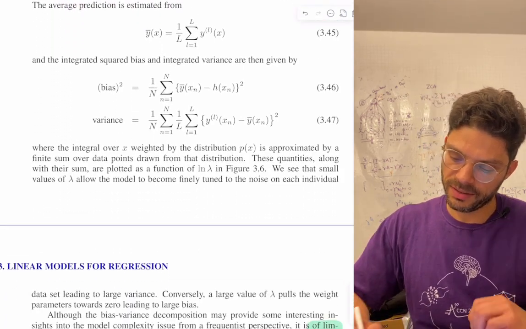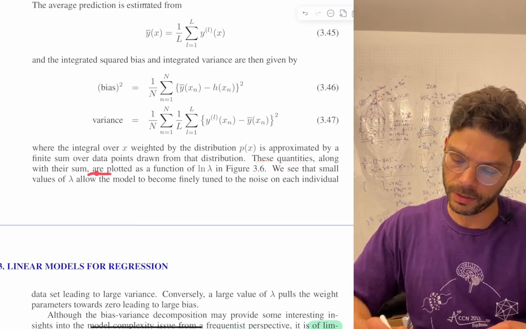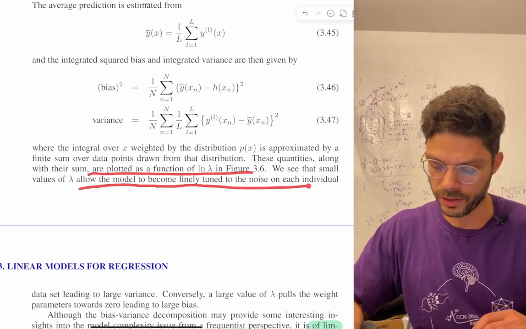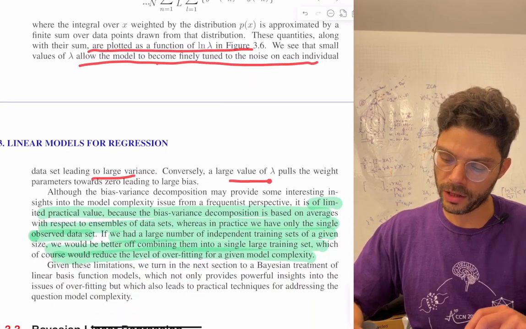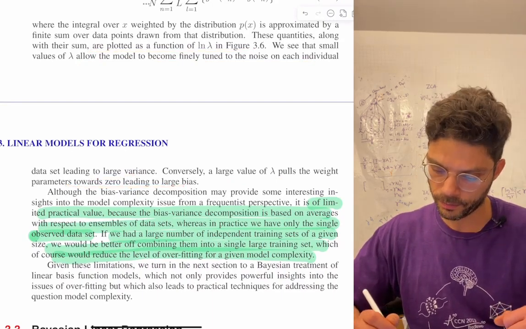Okay, so let's see what he says. These quantities, along with their sums of bias and variance, are plotted as a function of ln lambda. We see that small values of lambda allow the model to become finely tuned to the noise on each individual data set, leading to large variance. Conversely, a large value of lambda pulls the weight parameters towards 0, leading to large bias.